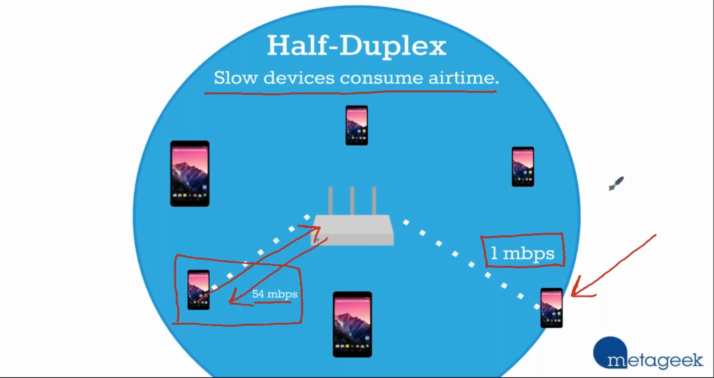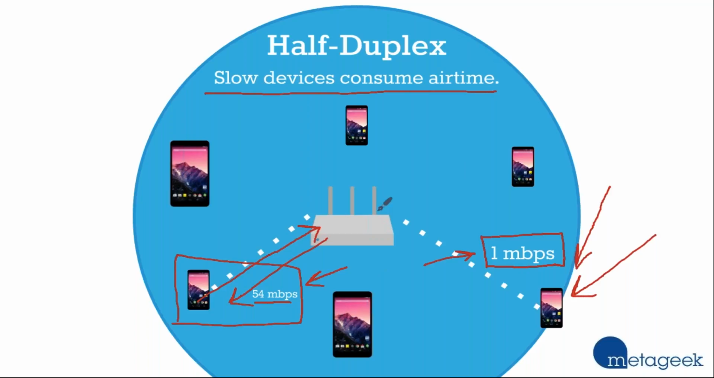The problem here is that this device is kind of like the slow kid in the back of the classroom. It talks very slowly, so it makes everyone wait for it to finish talking. This device is going to take 54 times longer to transmit the same amount of data as the device that's talking at 54 megabits per second. You know who I'm talking about, right? There's that one person in the classroom who raises their hand really slowly and says, teacher? Yeah, I had a question.